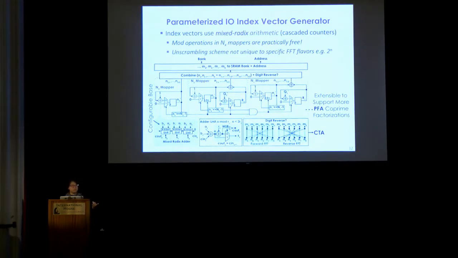And the unscrambling scheme, when I do prime factor followed by Cooley-Tukey decomposition, is actually not specific to FFT flavors, and you still apply the digit reversal at the end.